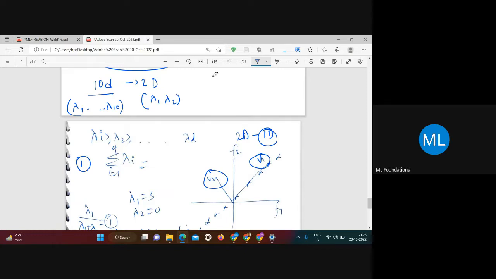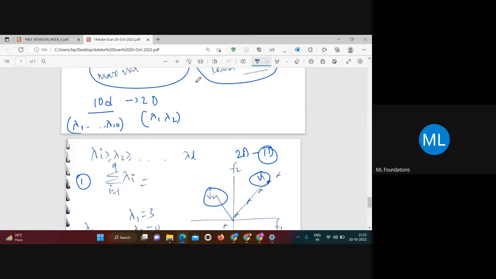Whenever you are applying some algorithm, you want to convert that 10 dimensions to fewer dimensions, but you also want to preserve some 80% of the information. So how will you do that? Suppose you want to convert from 10D to some D dash, and D dash should be less than 10. And you want to preserve 80% of the information.